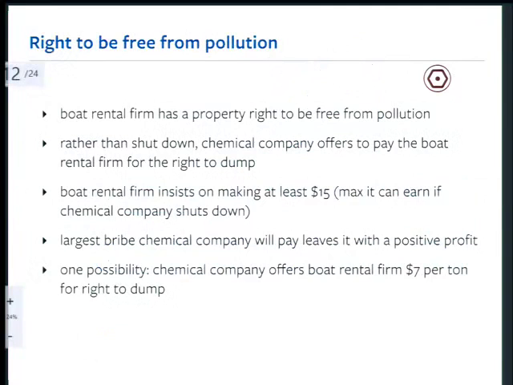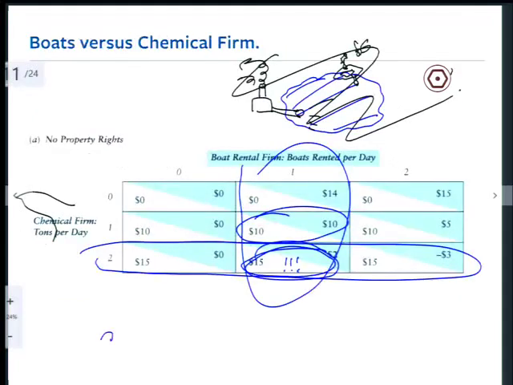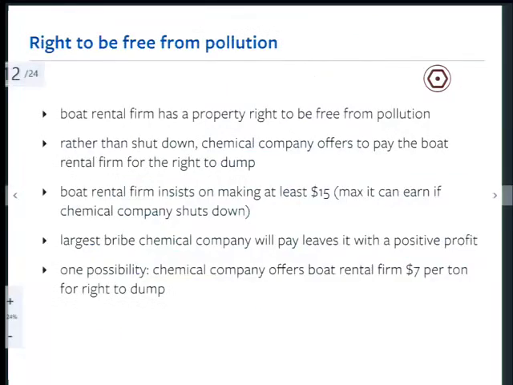The largest bribe that the chemical company will actually pay is one that leaves it with a positive profit, right? Because if the boat company insists, going back here, on having sole ownership of the lake with no pollution, the chemical company has $0 of profits. So the only opportunity for a trade or a payment here is one where the boat company makes more than $15, and these guys all of a sudden make more than $0. So what would that be? Turns out there's not one solution here, there's a range of solutions that depends on how good you are at bargaining. There's a huge return to being a good bargainer, right? Don't bargain all the time, but sometimes it's good to bargain.